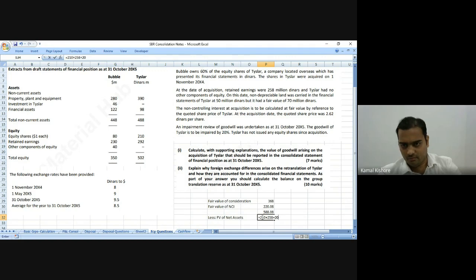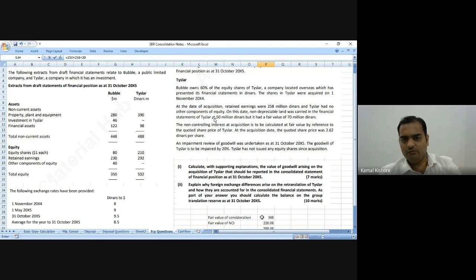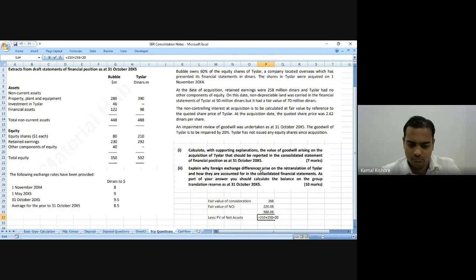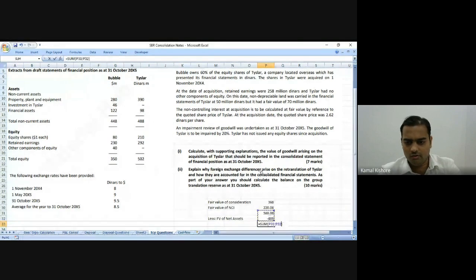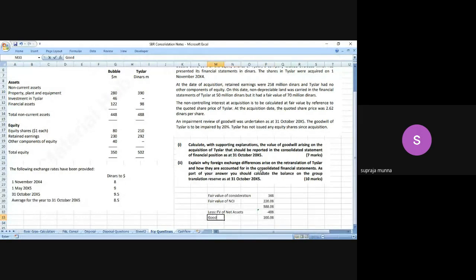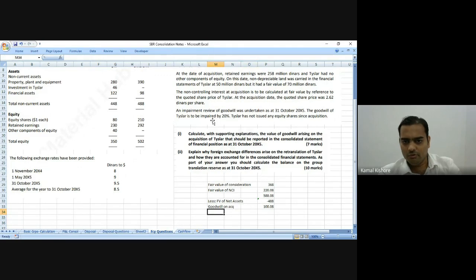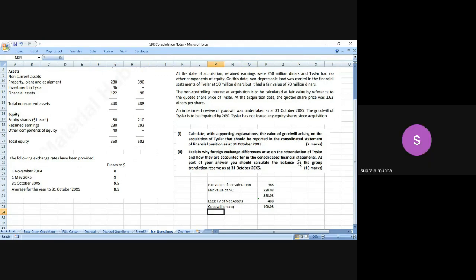210, 258, plus revaluation 20 million. 70 minus 50, right? Because this 50 is already included in this 258. Okay. So goodwill is 100 million. Goodwill on acquisition is roughly around 100 million. And they're telling us impairment was reviewed, goodwill impaired by 20%.